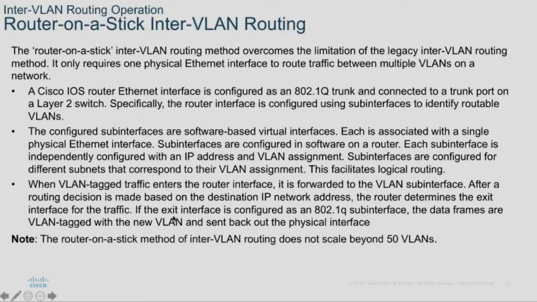So when VLAN tagged traffic enters the router interface, it is forwarded to that particular VLAN sub-interface. And once the routing decision has been made on the destination IP network, the router will determine the exit interface of the traffic. And if it is configured as a trunk interface or an 802.1Q sub-interface, the new data VLAN tags are assigned, and it's sent back to the physical interface.